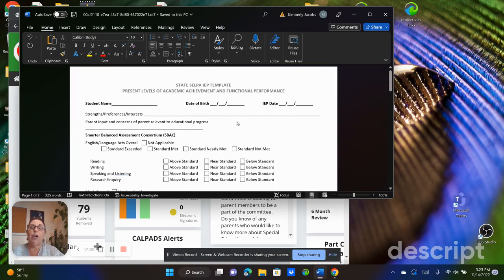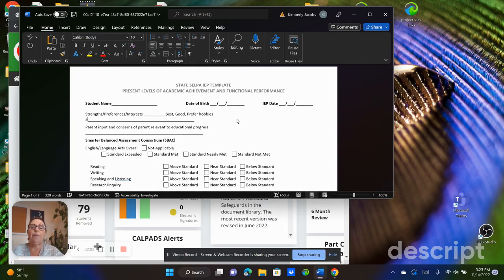When we're typing in here, we want to mention what is the student best at, what are they good at, what do they prefer, and do they have hobbies and interests? When I'm working with a psychologist on an initial, she usually fills this in because she talks to the students a long time about their hobbies, their interests, their fears, what they like about school, what they don't.